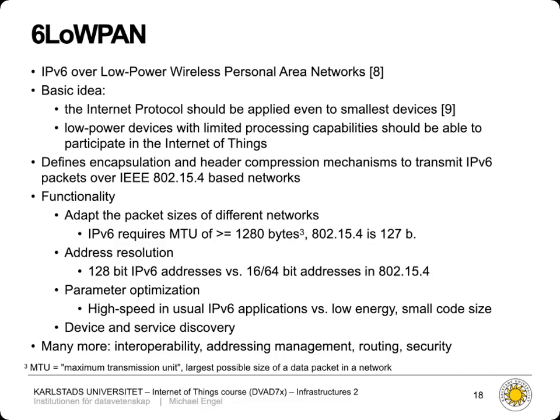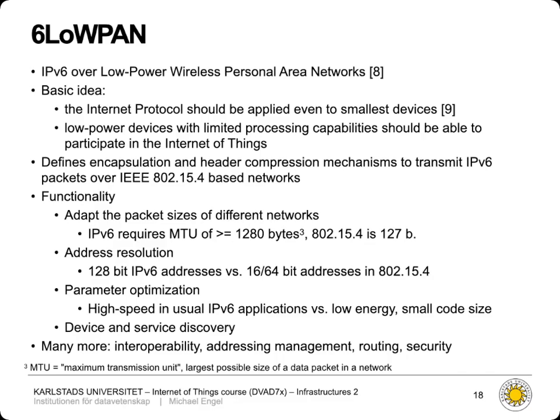It would be much better if we would be able to use IPv6 directly, and especially over these low power wireless personal area networks. So the basic idea with 6LoWPAN is that we want to apply the Internet protocol even to the smallest devices directly, and even on low power devices with very limited processing capabilities, these should be able to participate in IoT. So 6LoWPAN actually defines specific functionality that's not in IPv6 that enables these small devices to participate in the IPv6 network. So especially special encapsulations and compressions of header to reduce the bandwidths and to enable IPv6 packets to be transmitted over IEEE 802.15.4 based networks.